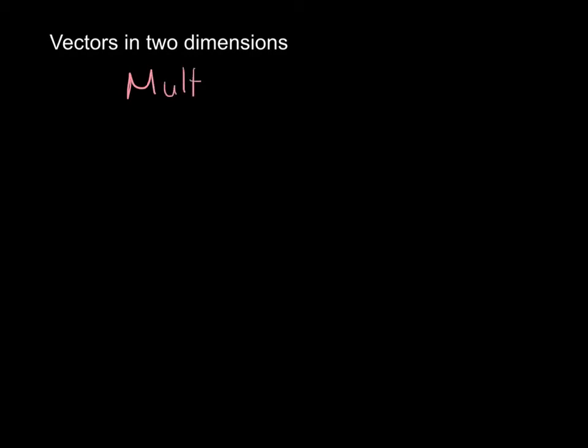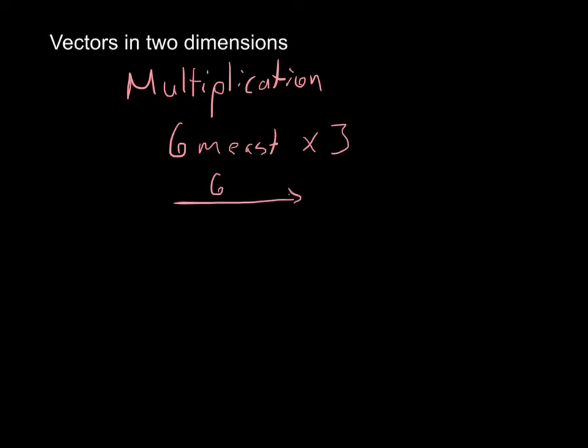We can also do multiplication. And when we multiply vectors, all we're going to do is multiply them by a scalar. So I might take my 6 meters east and then multiply it by the scalar 3. So if I did that, 3 times 6 is 18. So my original vector would have been this, 6 meters to the east.